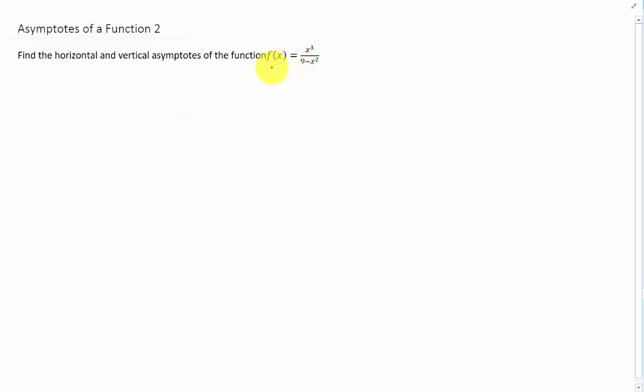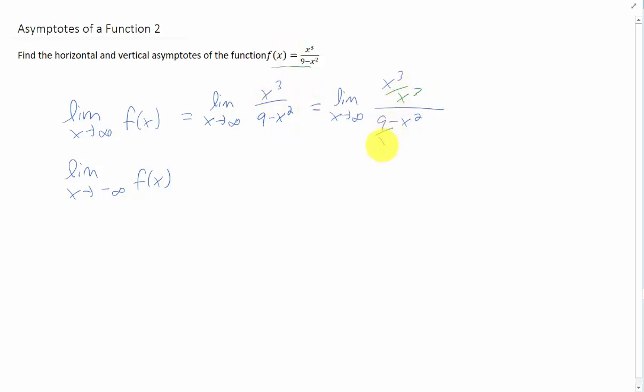Let's find the horizontal and vertical asymptotes of this function. To find horizontal asymptotes, we take a limit of a function as x goes to positive infinity and as x goes to negative infinity. And the technique for doing this is most commonly dividing both the numerator and the denominator by x to the highest power in the problem. So we'll divide the top and the bottom, every single term, by x cubed.